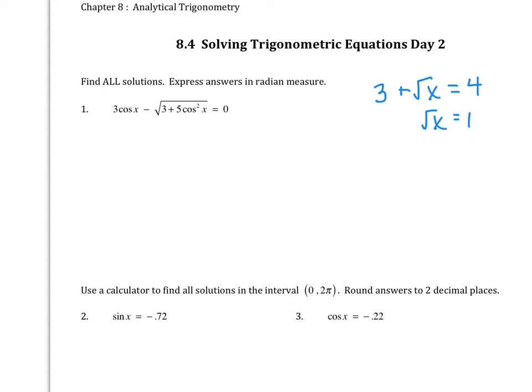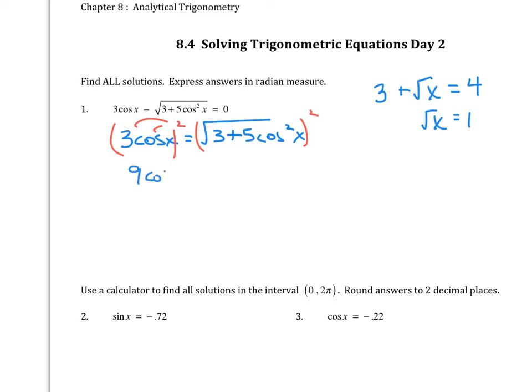All right, so if we apply that to our example over here, if I add the radical over, we have 3 cosine of x is equal to the square root of 3 plus 5 cosine squared x. Now I can square both sides. Big thing that you have to remember on the left is make sure that you square the 3 and the cosine so that you get a 9 cosine squared x equal to 3 plus 5 cosine squared x.